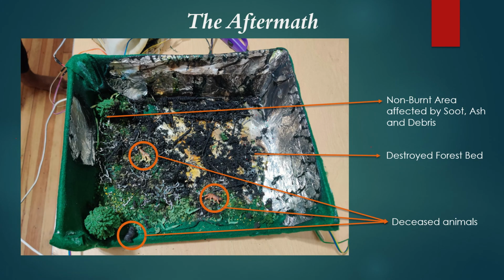So this was the aftermath, how it actually looked after everything was burnt. You can see that we have deceased animals, we have the entire thing burnt, like almost 4/5 of it is burnt. This area is actually the destroyed forest bed, whereas this area, even though it looks green, due to the soot and ash and debris, it cannot be really used for any cultivation anymore.